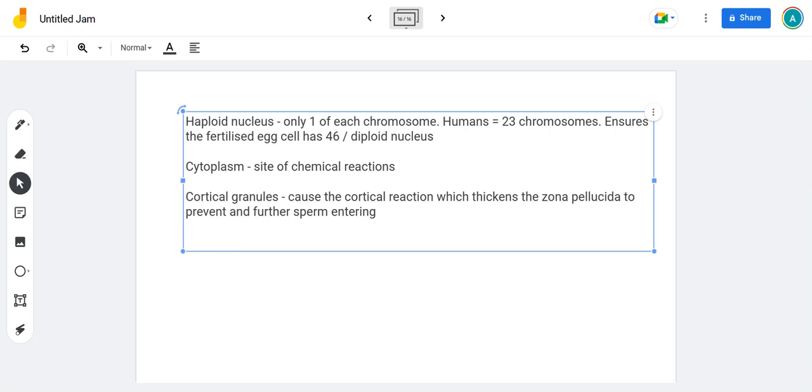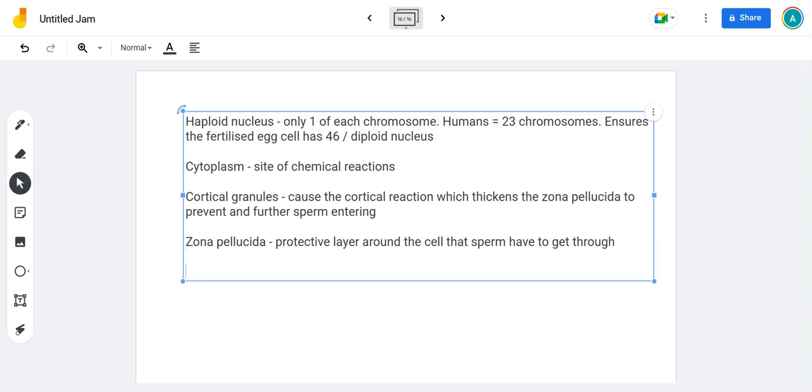The next one is the zona pellucida. The zona pellucida is that extra layer around the cell membrane that we've got. It is basically a protective layer that sperm have to penetrate, that the sperm have to get through. And we know that's what thickens and hardens to stop multiple sperm from getting in.